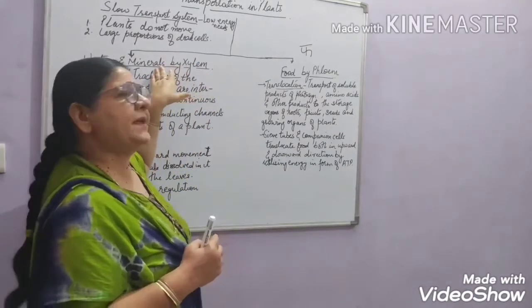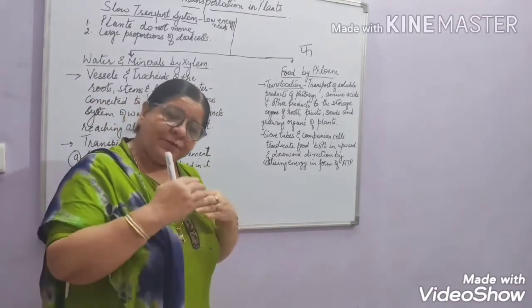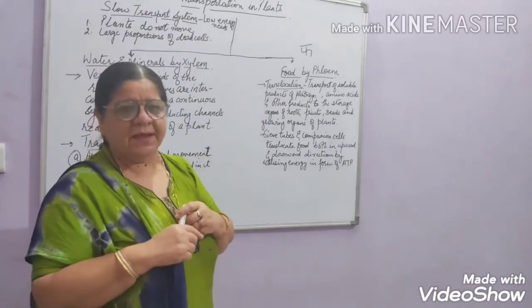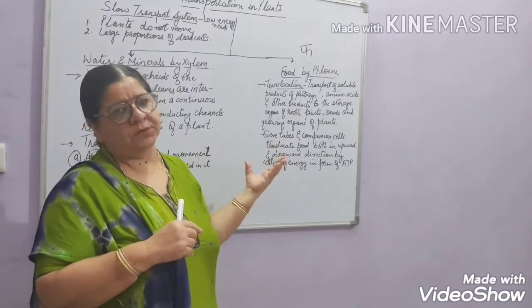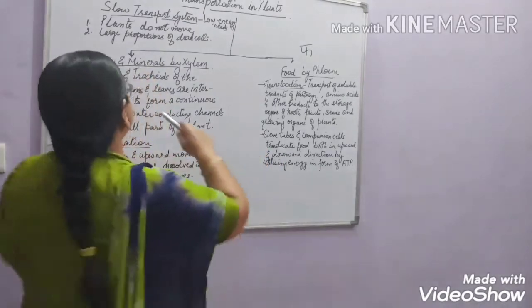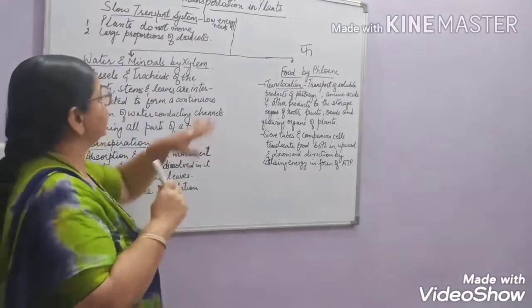These minerals are present in the soil, and they get dissolved in the water and are carried by the xylem. These are also very important for the growth of the plant. So these are the vessels and tracheids which are present in the xylem.